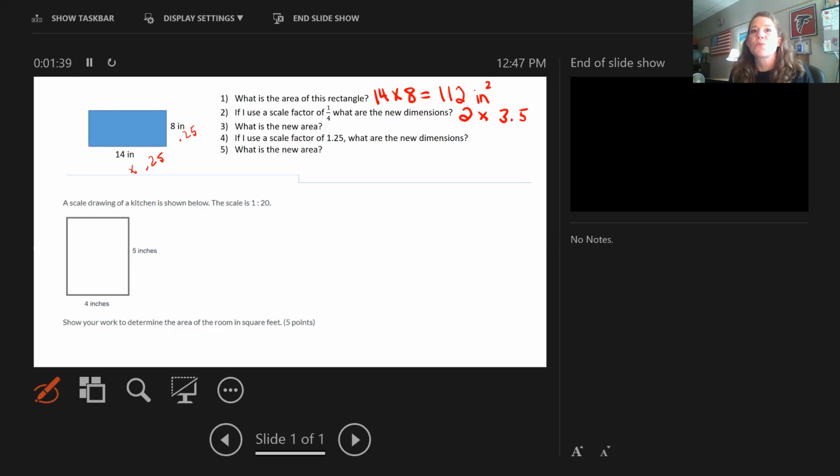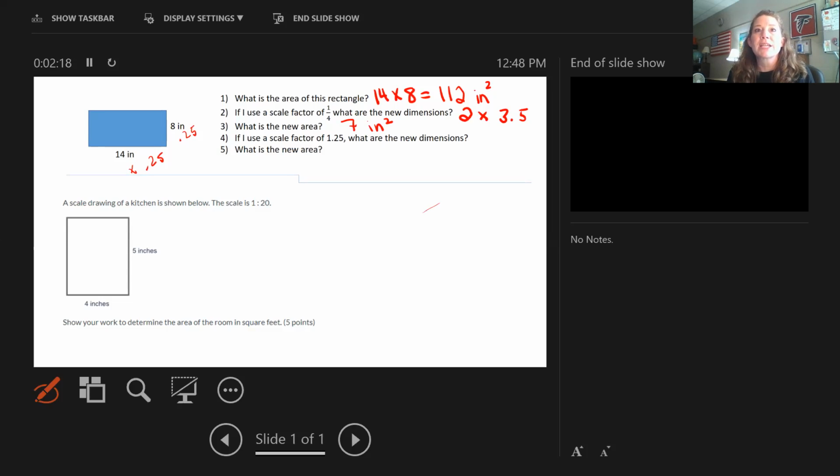So now it asks, excuse me, what is the new area? So now I'm finding an area with the dimensions of 2 and 3.5. So I'm going to multiply those two numbers together, and my new area is 7 inches squared. Okay, now is 7 25% of 112? No, it's a lot less than that, isn't it? So it's not as easy as just multiplying 112 by 0.25. You're going to get an answer that's way too big. So make sure you convert each of the dimensions first by your scale factor and then find the new area.